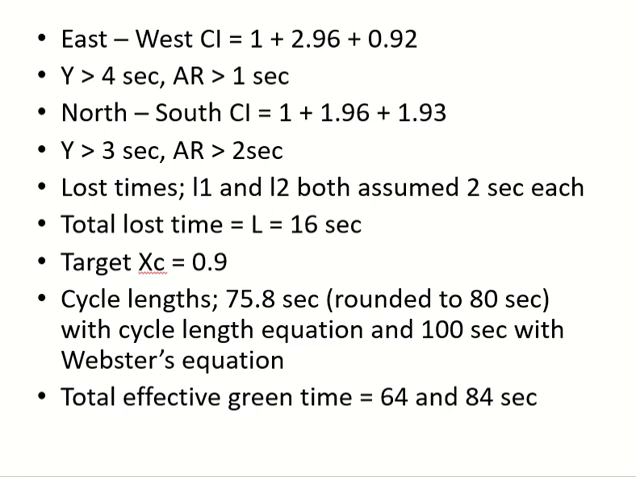So 80 minus 16, 64. The other equation, the Webster's equation, gave 100. 100 minus 16, 84. Okay, so these are the effective green times, total effective green times. Now I have to calculate the effective green time for every phase. For every phase. I will go to the phases now.